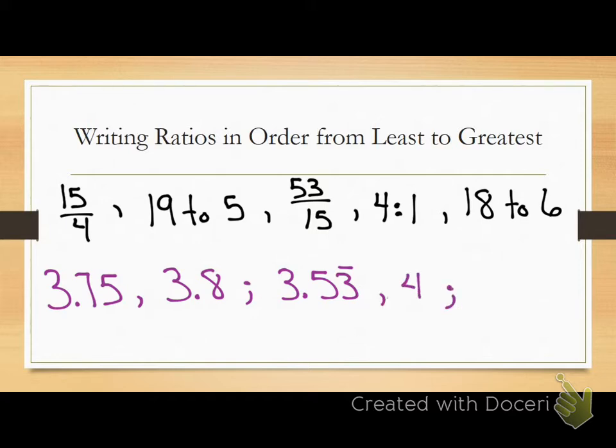And 18 to 6 is what? Just 3. Okay, so now that I have them all in the same format, I can clearly see which one is the smallest. 3. So I'm going to write it in the original format. 18:6 is the smallest. So go back now and write them least to greatest in their original formats. That's important. What's next? 53 over 15. Then 15 over 4.